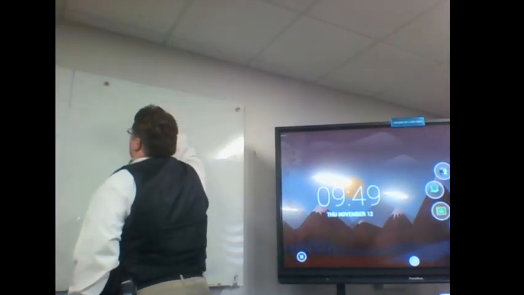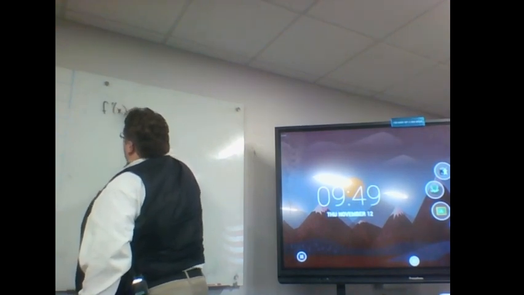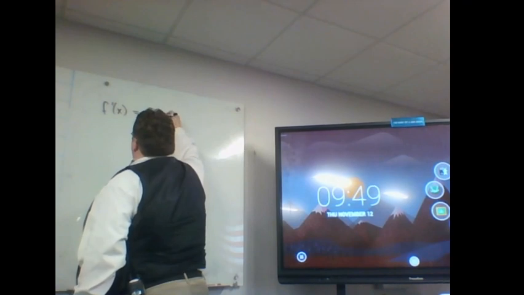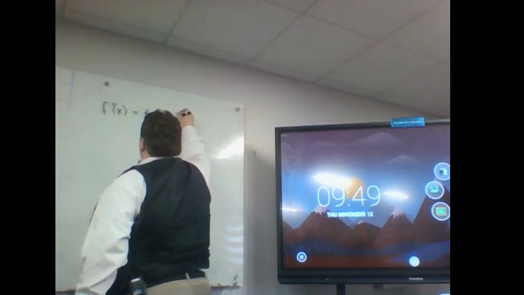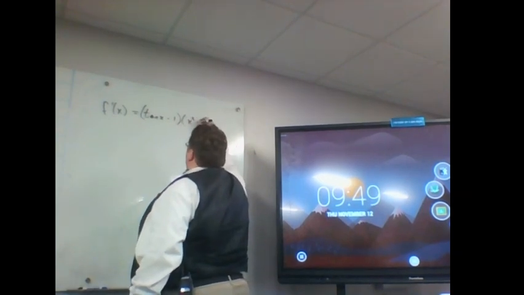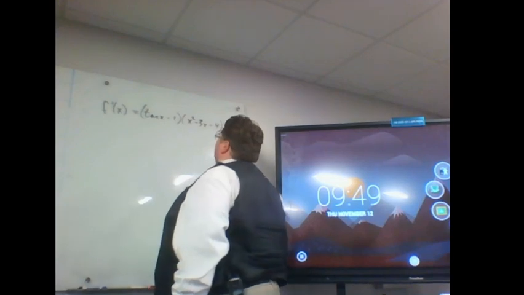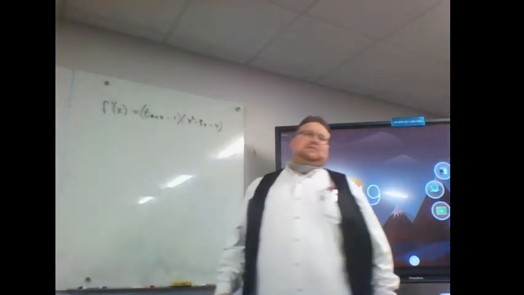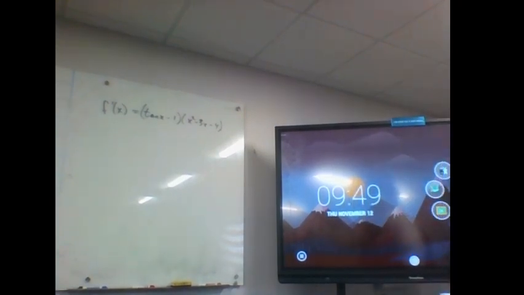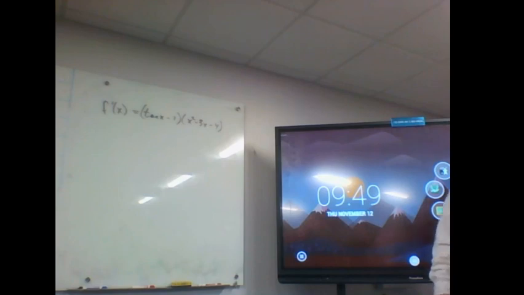Okay. This problem. F prime of x is equal to tangent of x minus 1 times x squared minus 3x minus 4. F prime equals that thing. Find relative minimums and maximums.